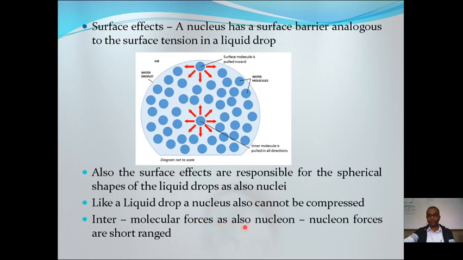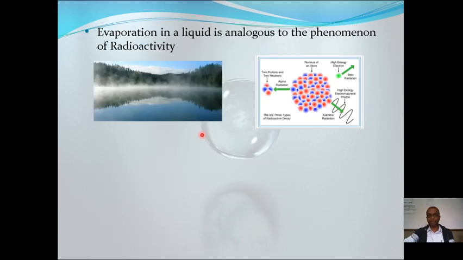The intermolecular forces as also nucleon-nucleon forces are short-ranged. In a liquid drop, the molecules interact only with the nearest neighbors. They are attracted to the nearest neighbors because of the intermolecular forces. Same as in the case of the nucleons. The nucleons interact with other nucleons by the strong nuclear force. Now this strong nuclear force is short ranged, so a nucleon will interact only with its nearest neighbors. So that is another similarity. The next, evaporation in a liquid drop is analogous to the phenomenon of radioactivity.